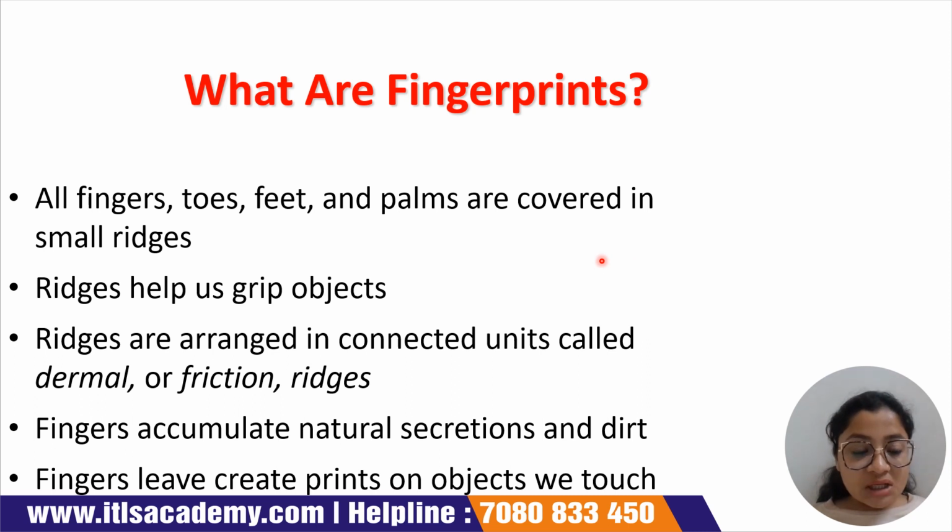All of our fingers, toes, feet and palms are covered in small ridges. And these ridges actually help us grip objects tightly and firmly. Ridges are arranged in connected units called dermal or friction ridges. Fingers accumulate natural secretions and dirt. Fingers create prints on objects we touch. So that is the basic concept, that we have ridges on our fingers, our toes, our palms, and those ridges basically help us to grip an object firmly or tightly.